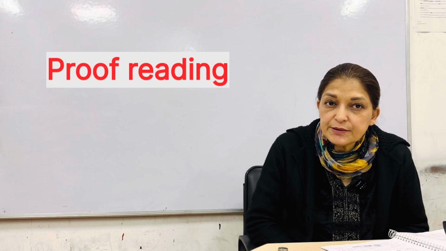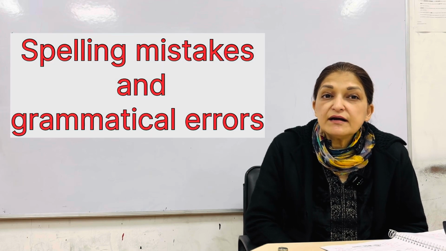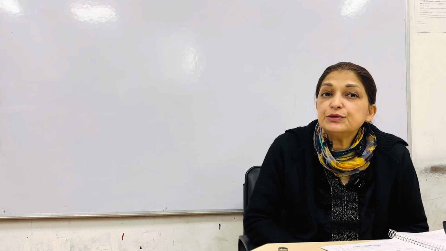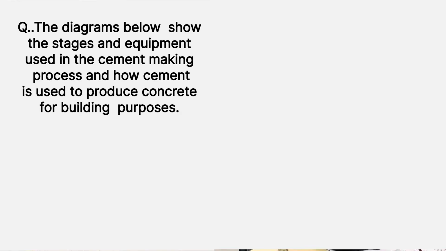The 5 minutes which you will save can be used for proofreading, which means check your answer for spelling mistakes, grammatical errors, and sometimes you skip some words in the flow of writing. Before the examiner checks, you check all these things yourself. Now let's have a look at the question and paraphrase it.